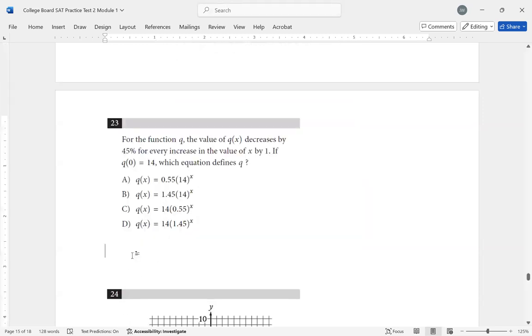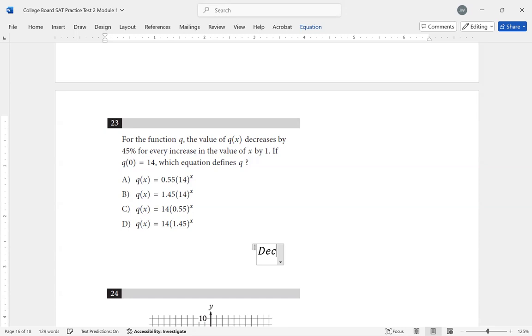Question 23 says for the function q, the value of q of x decreases by 45% for every increase in the value of x by 1. If q of 0 is equal to 14, what equation defines q? Now, the first thing we have to realize is that we're decreasing by 45% each time x goes up by 1. So anytime x goes up by 1, we're decreasing by 45%.